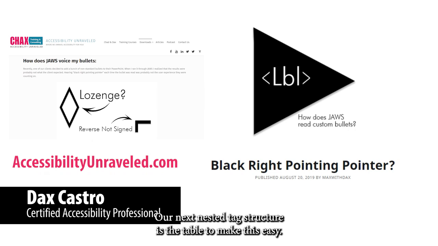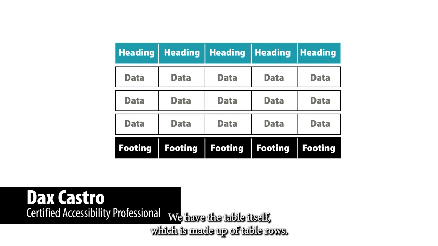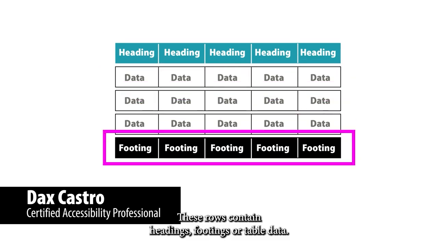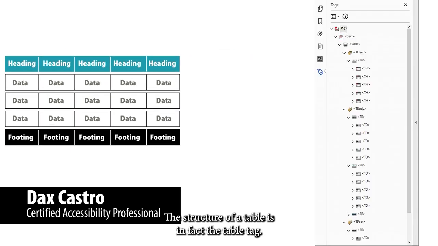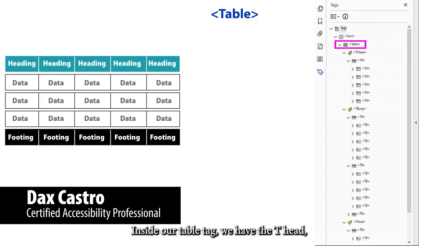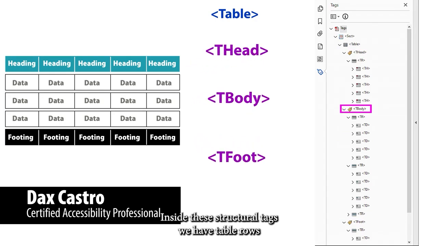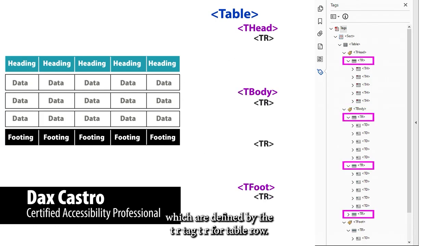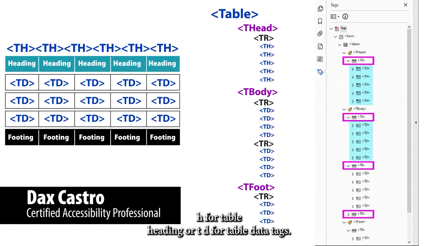Our next nested tag structure is the table. To make this easy, let's first identify the structure of a table. We have the table itself, which is made up of table rows. These rows contain headings, footings, or table data. So let's apply that to the tags tree. The parent structure of a table is in fact the table tag. Inside our table tag, we have the T head, the T foot, and the T body tags. Inside these structural tags, we have table rows, which are defined by the TR tag, TR for table row. Inside our TR tag, we have either a TH for table heading or TD for table data tags.